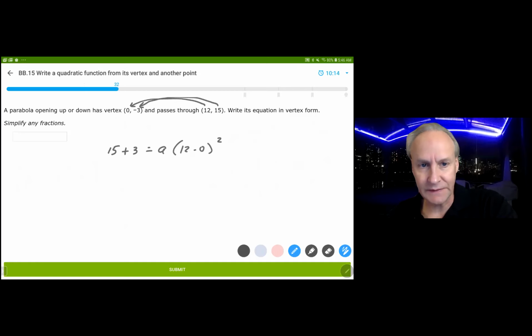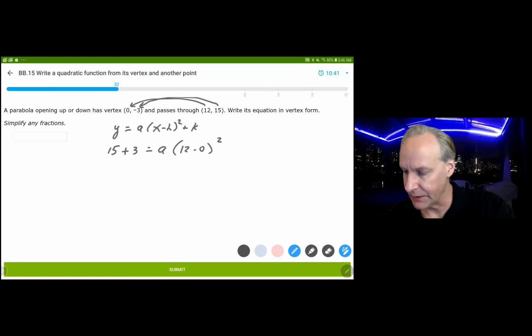If you wanted to see this, I'm doing this. A lot of people would be putting the minus 3 out here because they would be doing y equals a times x minus h squared plus k. But I prefer to think of it more like the point slope form. So what I really did was I did y minus k.